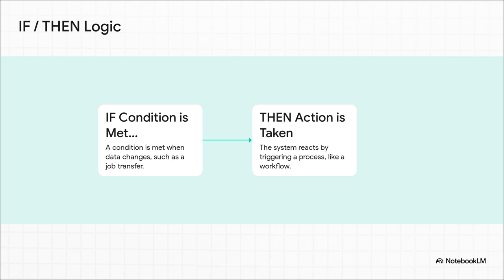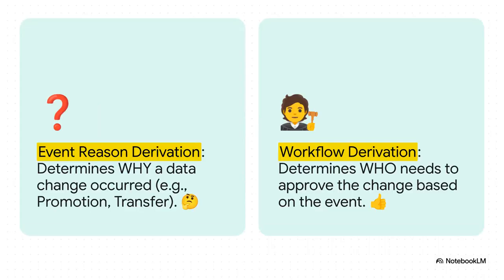Basically, these rules are always watching the data for specific triggers. So if a certain condition is met, let's say an employee's country changes, then the system automatically does something else, like triggering the right approval workflow. And the best part? No one has to lift a finger. It's all automatic. And this automation gets even smarter.